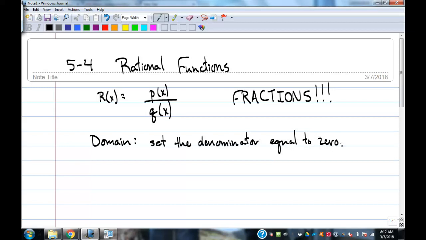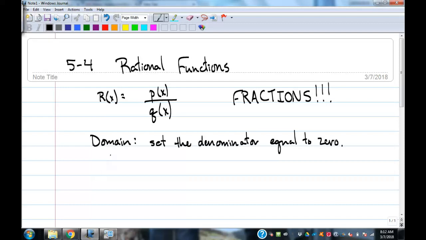Set that equal to 0. That's going to find you the things that x cannot be, your restrictions on the domain, and we're going to get that domain. You're going to do that first before you simplify anything, because it's a fraction, so we have to look to see if it'll simplify. Even if something's going to cancel out, you find the domain before you simplify.